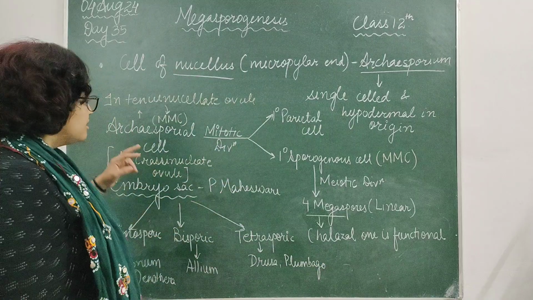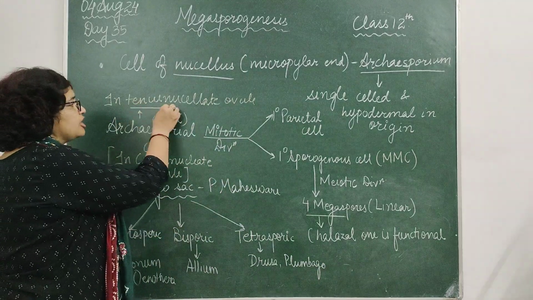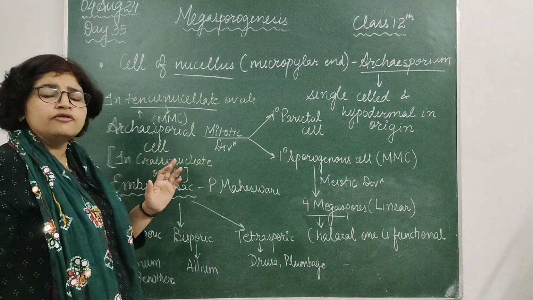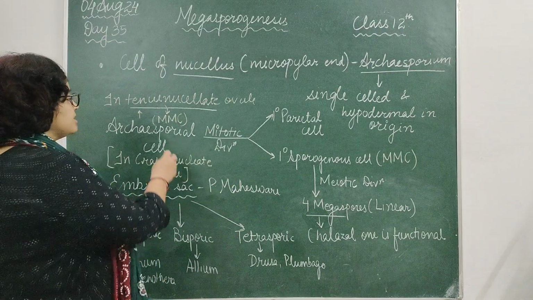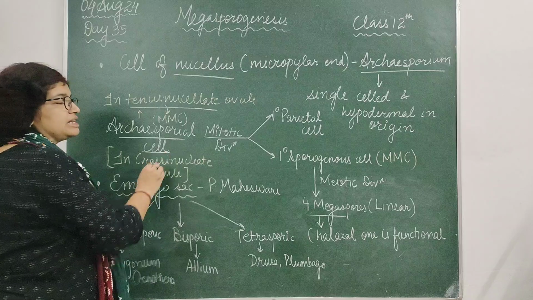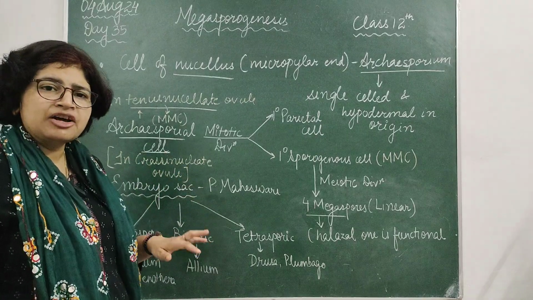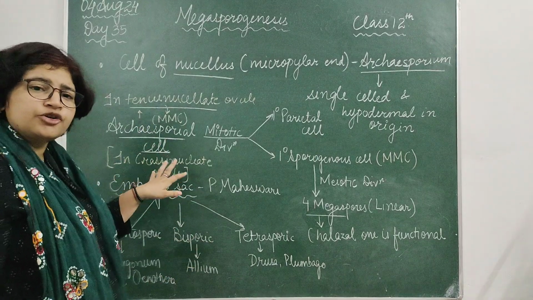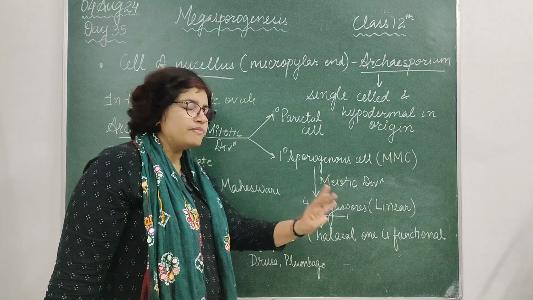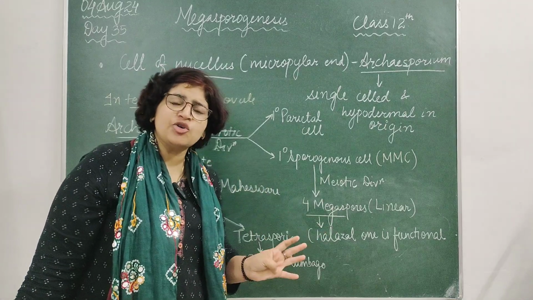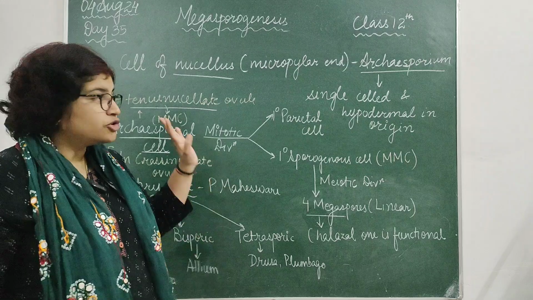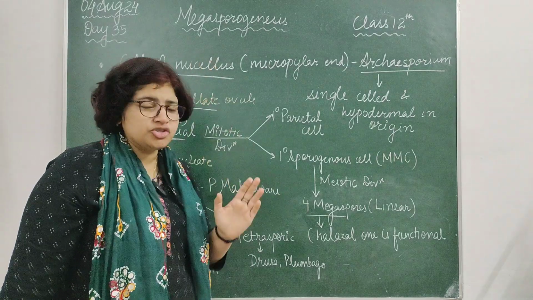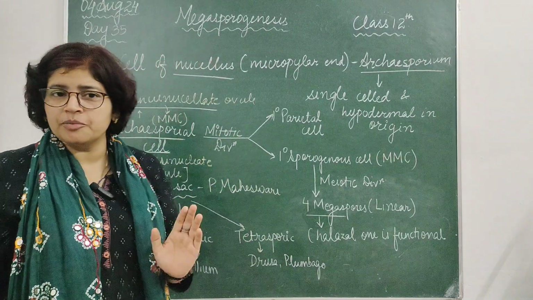Fine. So here one more thing is there. Tenuinucellate ovule is a kind of ovule in which the nucellus is poorly developed. In that case, this archaeosporial cell itself behaves like megaspore mother cell and it will undergo the meiotic division to form 4 megaspores. In that case also only one megaspore is functional. Okay? So this is about the megasporogenesis in angiosperms.